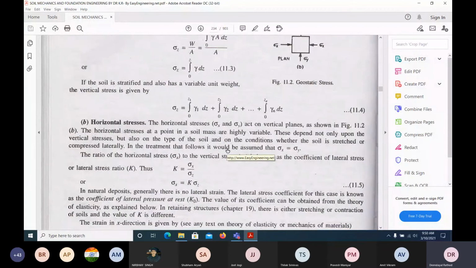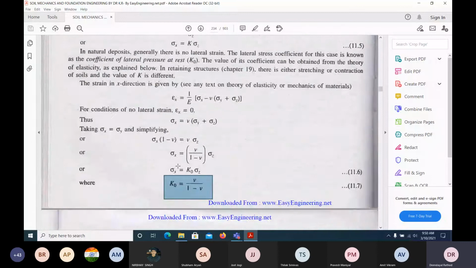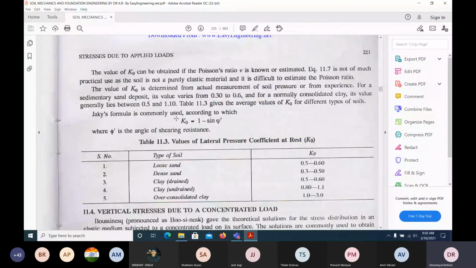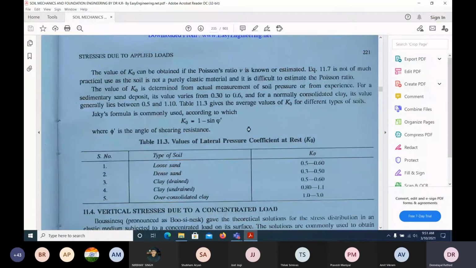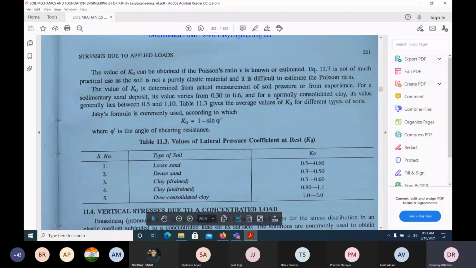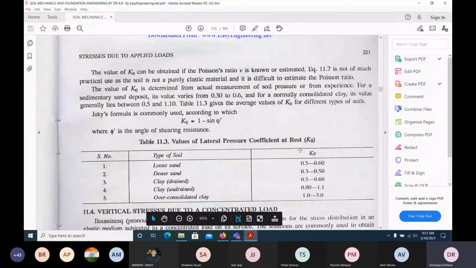Once you know k naught, sometimes it is equal to 1 minus sin phi also. So k naught can be written as 1 minus sin phi, and there are values given for this k naught. That means what you are learning is, once you know the vertical stress, we can find out the horizontal stress once we have the value of k naught. Hope you are following. Once you know the vertical stress and the values of k naught, we can find out the horizontal stresses.